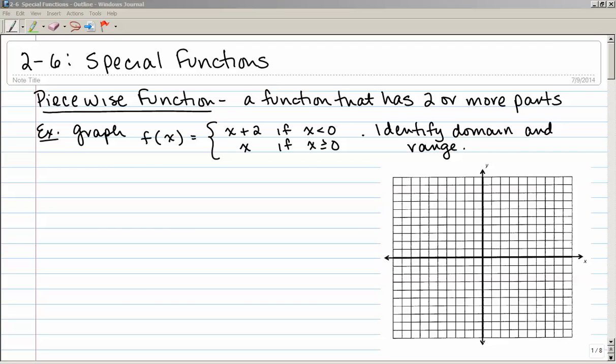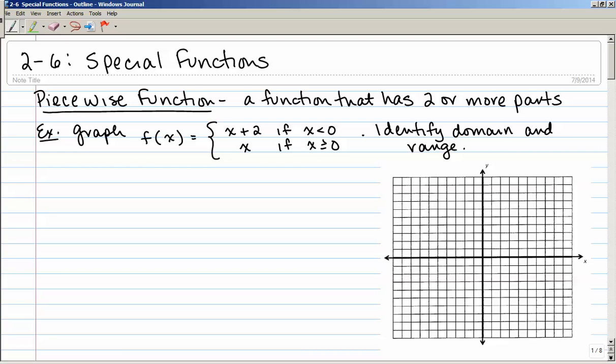Section 2-6 is on special functions. The first special function we're going to take a look at is called a piecewise function. It's a function that has two or more distinct parts, and it's written like this, where f of x is equal to 2 or 3 or maybe even 4 different things. And what f of x equals depends on what the range is, what the x values are.